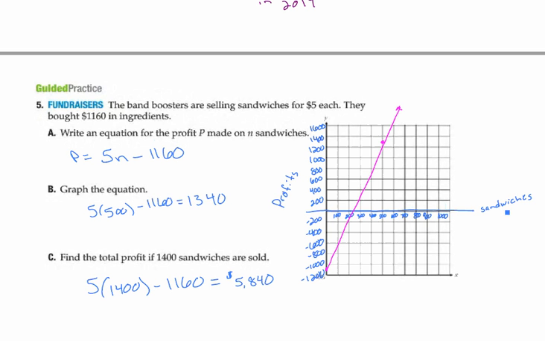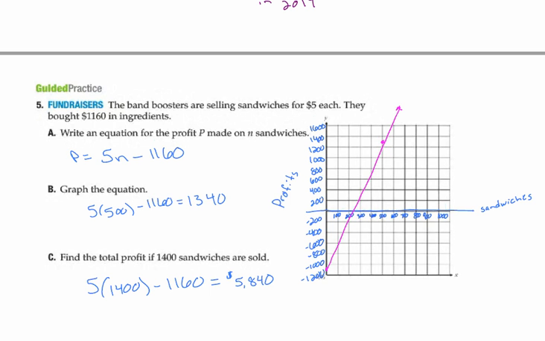Okay, dealing with sandwiches and the profits. So sometimes understanding how to deal with that graph is a little bit tricky. Sometimes how to deal with how do I graph it is a little bit tricky. Again, pretty big numbers, pretty small numbers, go ahead and just plug something in and solve. C, find that total profit. If 1,400 sandwiches were sold, that's just a plugging in and solving that we should get 5,840.